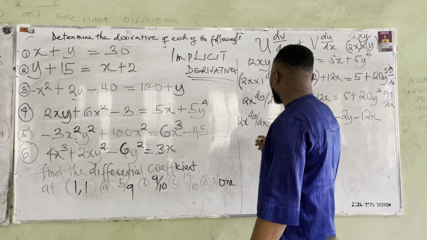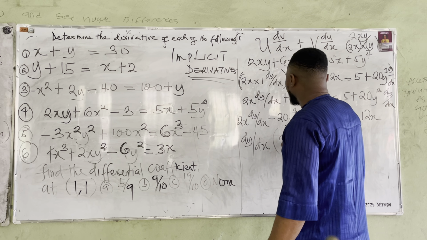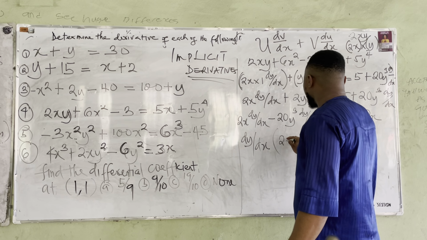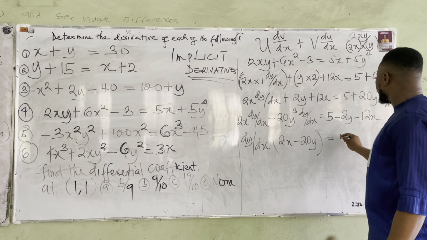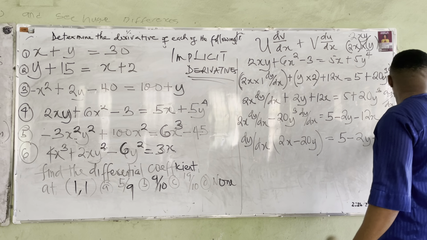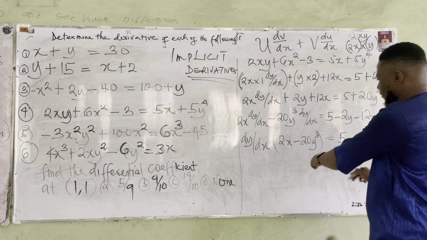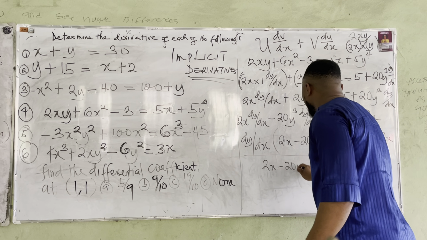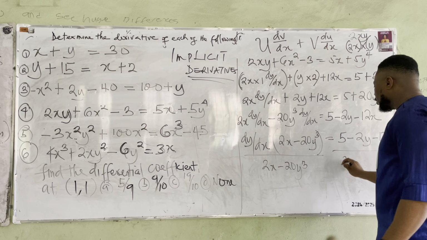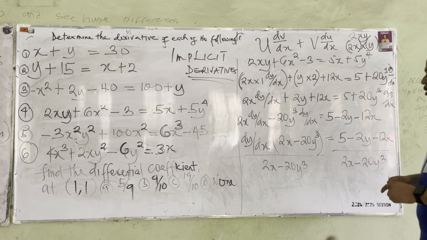So what we have to do now, let us factor out dy over dx. If we factor out dy over dx, we'll be left with 2x minus 20 what? y equals to 5 minus 2y minus 12x. Remember here we have cube, right? We have cube. So now divide both sides by 2x minus 20y cubed.